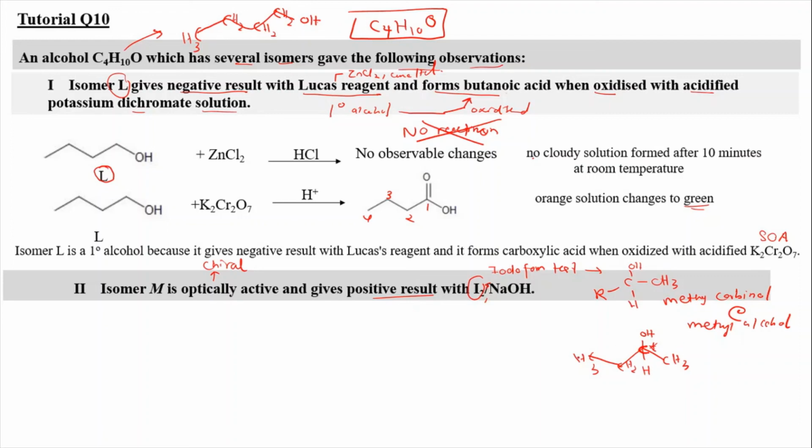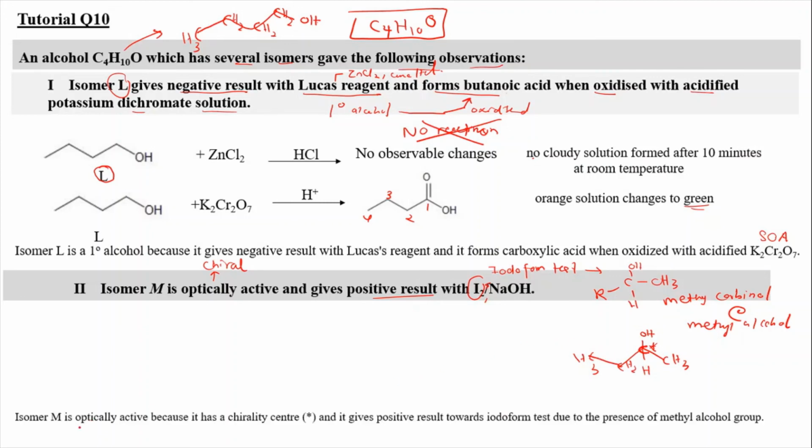So if I were to draw it this way, it's going to give a positive result for the iodoform test because it has a methyl carbonyl group, and it is chiral because it is attached with 4 different groups. Okay, so isomer M is optically active because it has a chirality center here, and it gives positive result towards iodoform test due to the presence of the methyl alcohol or methyl carbinol as I mentioned here.